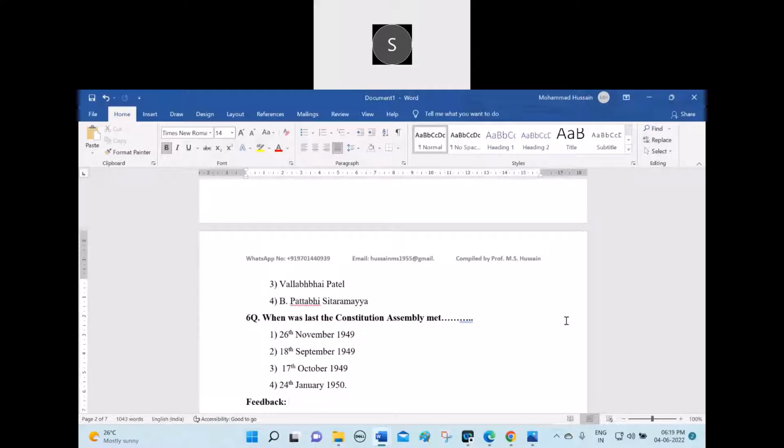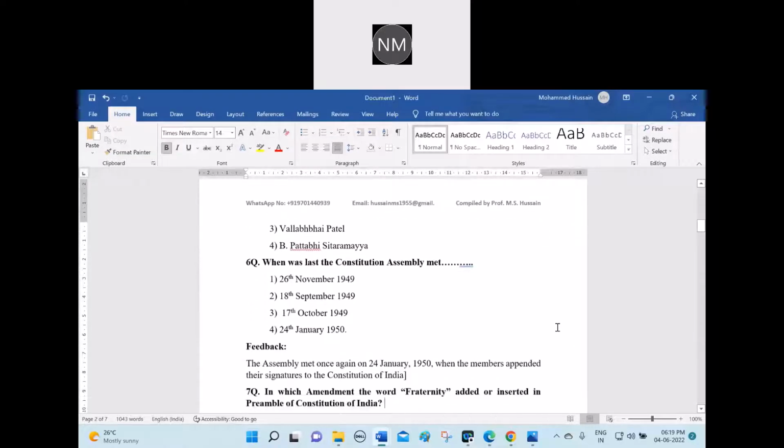I am reading the options. After reading the options, you have to give the answer. First, 26 November 1949. Second, 18 September 1949. Third, 17 October 1949. Fourth, 24 January 1950. Option 1 is wrong. The feedback I am giving is option 4, 24th January.